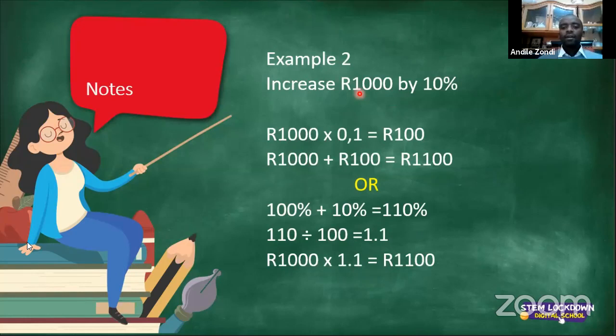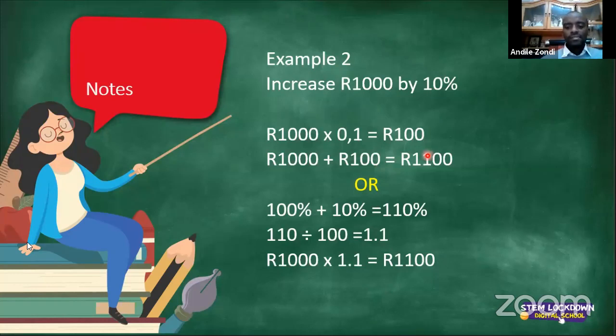Increase 1,000 rand by 10%. So step number 1, I need to get 10% of 1,000. 1,000 times 10%, or 1,000 times 10 over 100, which is 0.1, is equal to 100. Because I'm increasing, I need to add 10% of 1,000, which is 100 rand. So 1,000 plus 100 rand is 1,100. So I've increased 1,000 by 10%.